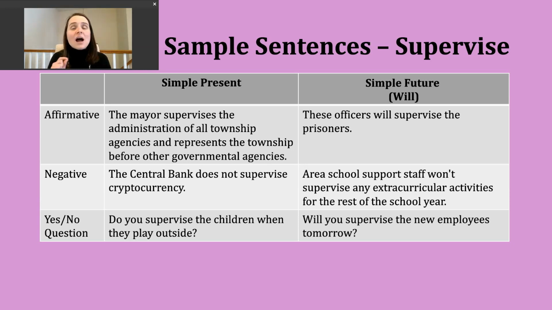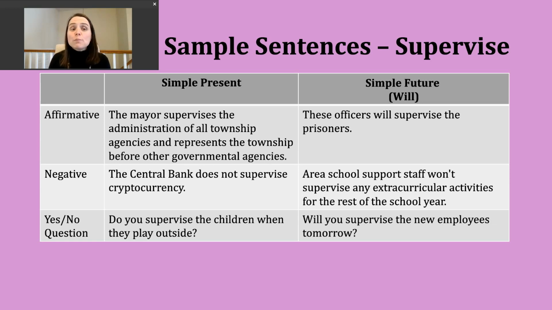Okay. Now, I think the most complicated thing about the simple present is remembering that we need to pay attention to our subject. If our subject is I, you, we, or they, then I just use the base verb. Okay? No special endings, no special suffixes. But if my subject is he, she, or it, I'm going to add an S to the end of the verb. And you can see that in my example sentence.